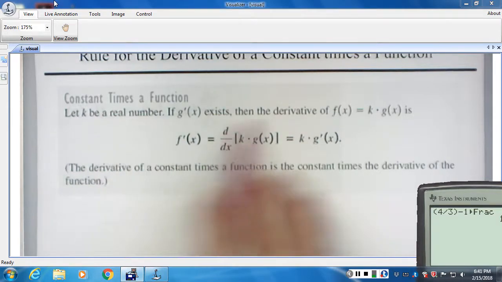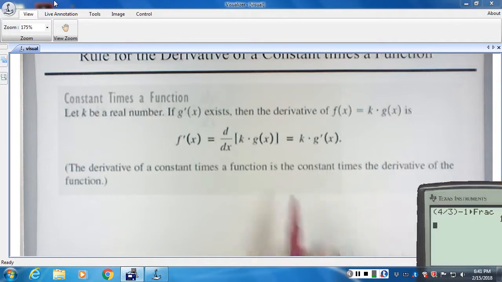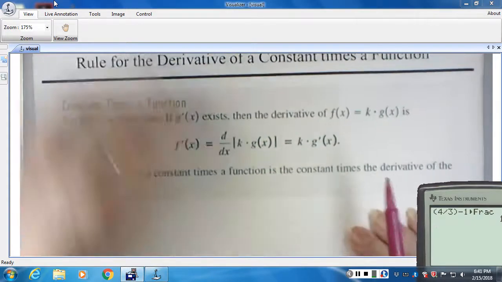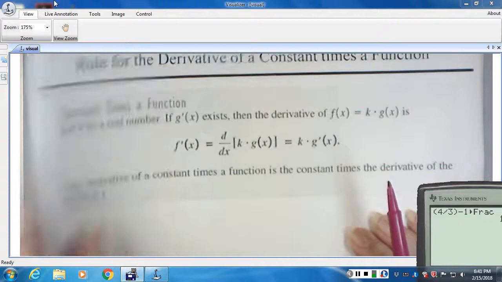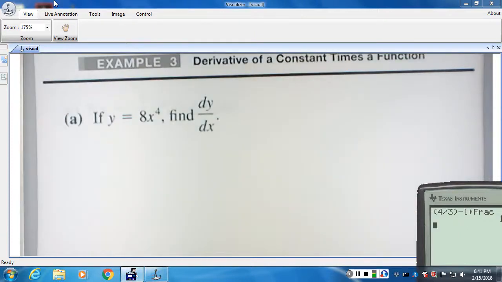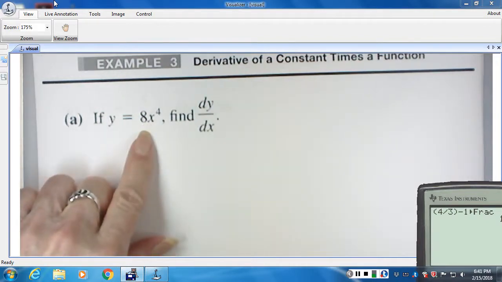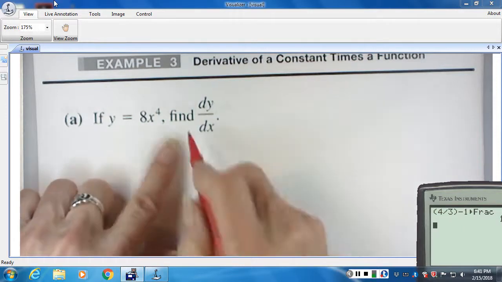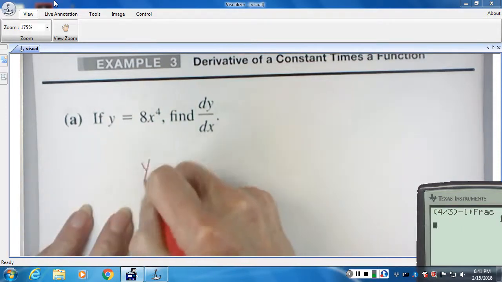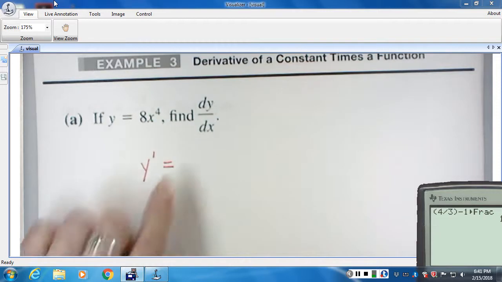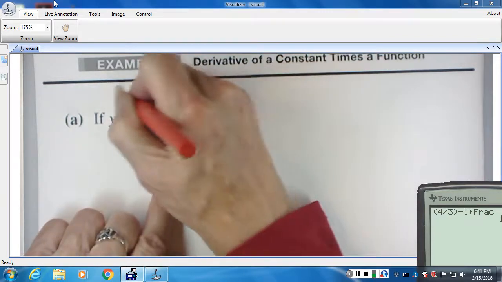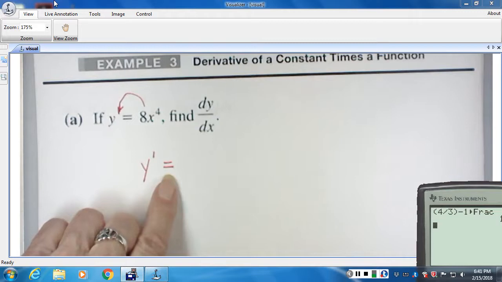Okay, this rule looks like it's telling you something really cool and really necessary and really confusing. It's not. We could actually do without this rule as far as I'm concerned, because I kind of ignore it. But I will show you how it works. If y equals 8 times x to the 4th, what that rule says is, if you're trying to find dy/dx, or y prime, the first thing you can do is pull that 8 out in front before you find the derivative.